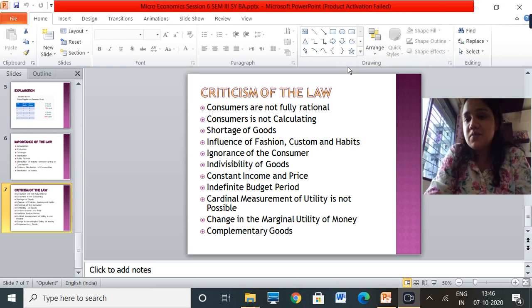Indivisibility of goods. There are some goods which are indivisible. You cannot divide such goods, so there could again be a problem with such types of goods. Say for example, when you talk about electricity, you are using electricity for all types of goods. You're using it for fridge, TV, AC, all types of goods. Then it becomes very difficult for me to measure the utility for a specific type of good.